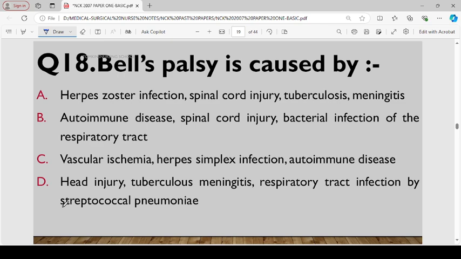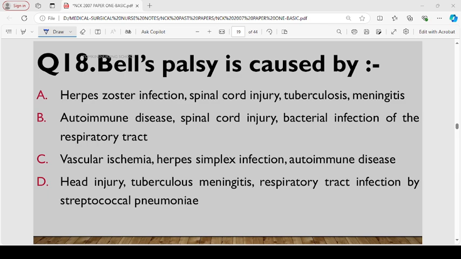Bell's palsy is caused by, you have option A up to D. Bell's palsy. Option A, we have herpes zoster infection, spinal cord injury, and tuberculous meningitis. Bell's palsy is linked to herpes simplex, not herpes zoster. So that makes that option wrong. We need herpes simplex there.